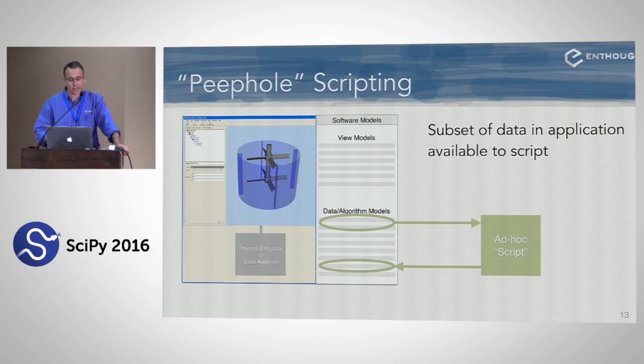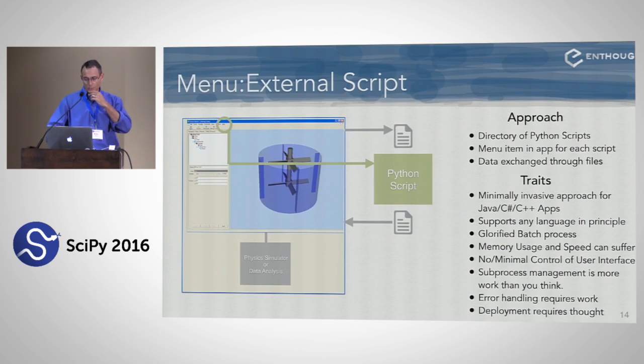But the idea here is, instead of exposing your entire application like I did before to Python, you really take some of these data models and expose them to some ad hoc script. And there are multiple ways of doing this. One common way is through external scripts. If we look at this model, the big deal here is it's minimally invasive. The idea is you probably have a directory of scripts someplace, or something equivalent, where they register. And then you have menu items in your application, drop down, and you can select between these scripts.